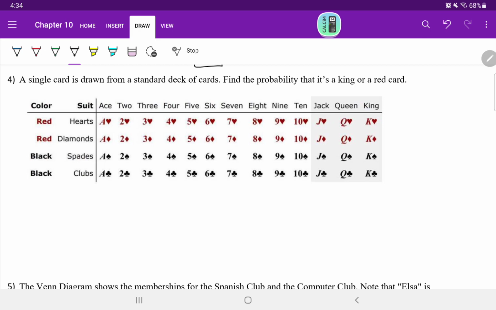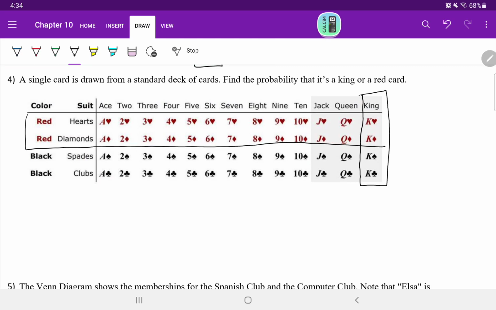Now, I'm going to answer this question the same way I did it in Chapter 10, Section 1. And then I'm going to answer the question using the addition rule. It is a king or a red card. These are my kings right here. These are my red cards. It says the word or. So it can be a red card or it can be a king.